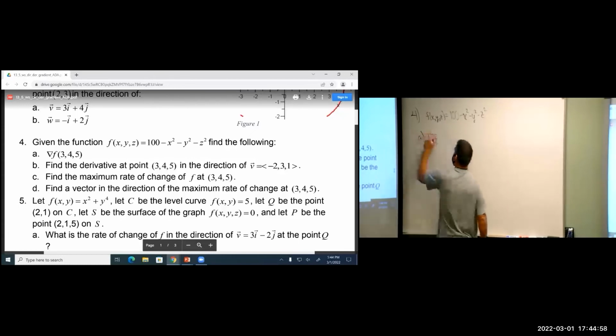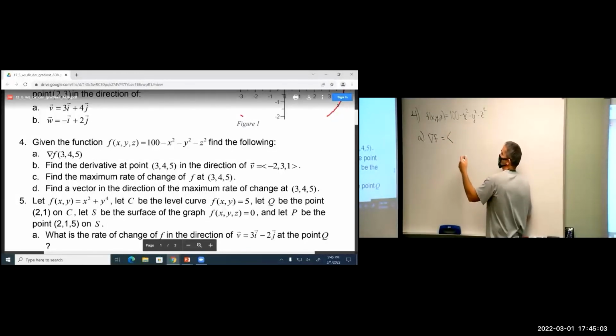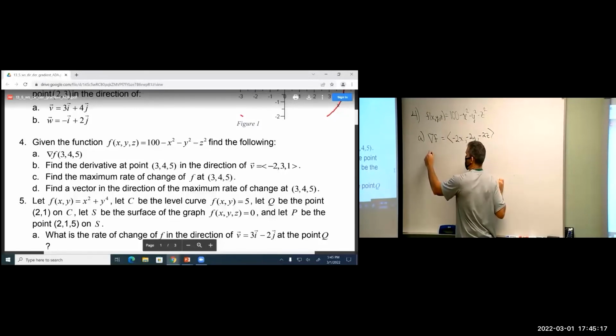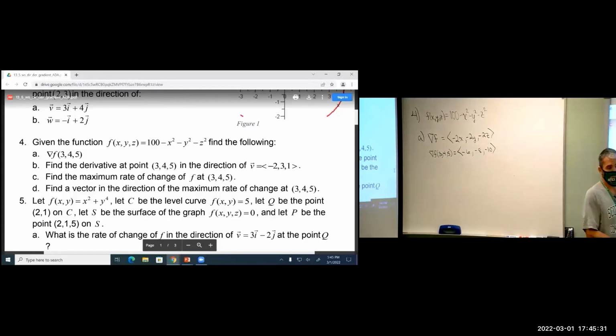So, gradient of f, what are the partials? All minus 2 times the variable. Okay, so we have minus 2x, minus 2y, minus 2z. Now we should be able to find the gradient of f at 3, 4, 5, which is going to be minus 6, minus 8, minus 10. Yeah, we could get some functions where the partials might be a little messy, but procedurally, this is very doable for us.